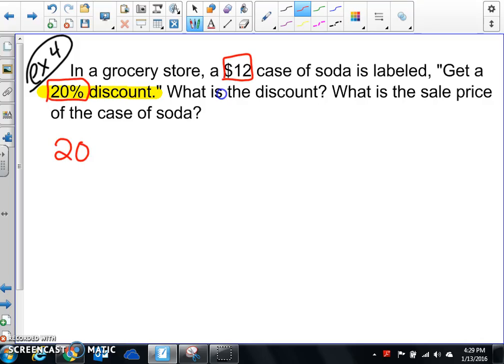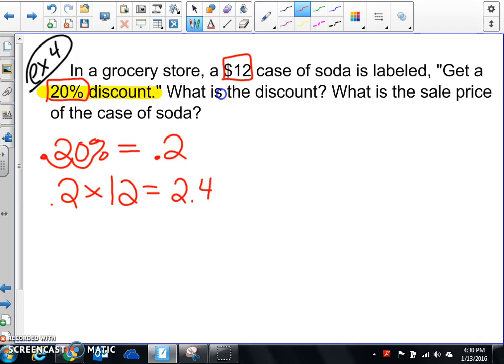So we take that 20%, we turn it into a decimal by going over to the left twice. So that's 0.2. I take 0.2 times the money, which is $12. And that gives me 2.4, which is $2.40. Okay, so $2.40 is the discount amount.